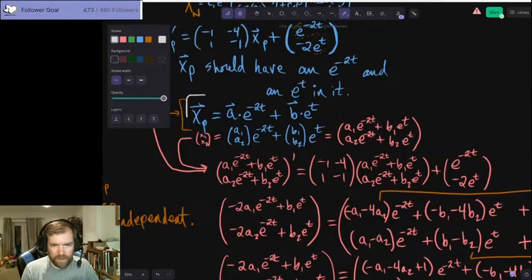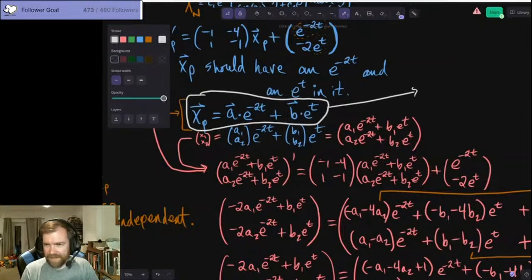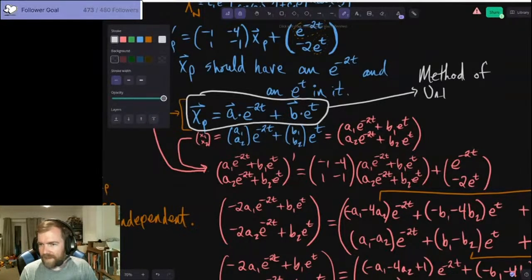Zach, you want to give that one away? The name of the method is called? Oh, this one? Yeah. I would have called this undetermined coefficients. Yeah. Or I actually learned from a professor here at my university, called it the method of inspired guessing. And it is, really.